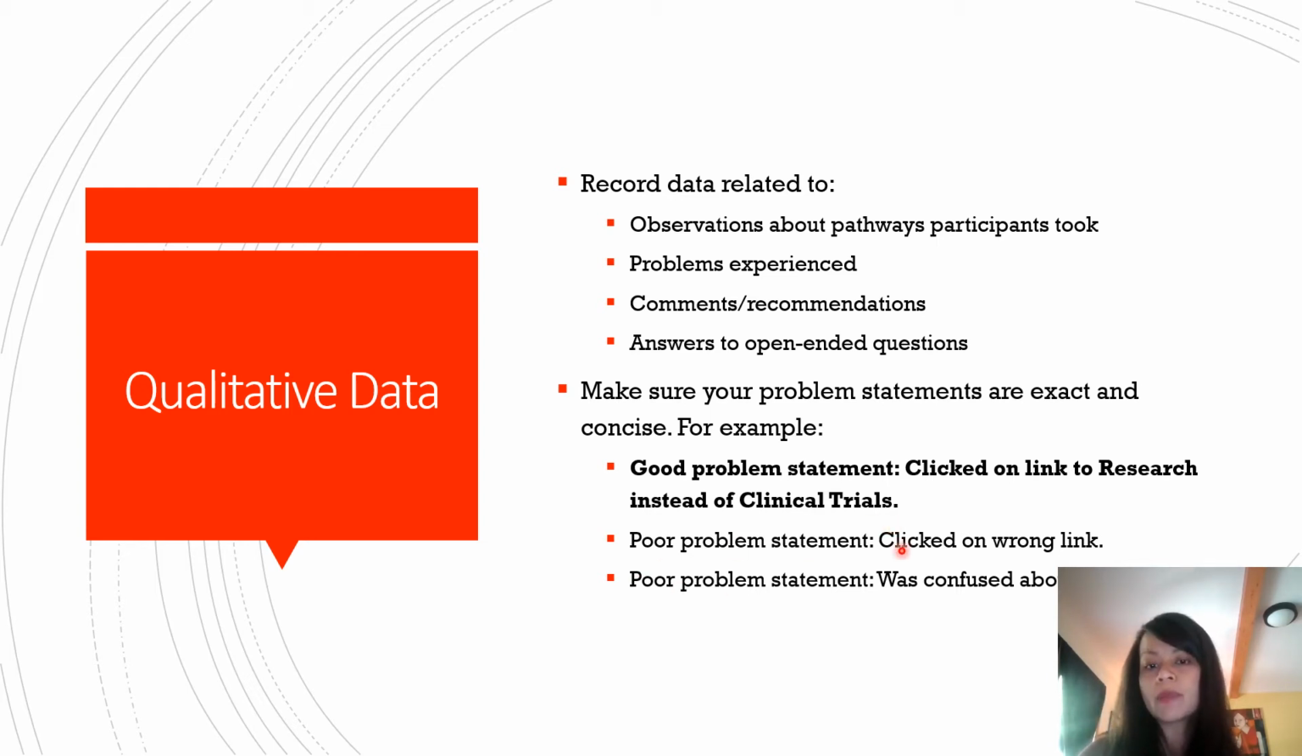So a poor problem statement is if you said clicked on wrong link. So that doesn't really explain anything, okay? So that's not specific, and it's not helpful. So wrong link, meaning which link did they click on? What link should they have clicked? Why did you think it was wrong? So don't ever write something like this in your report, clicked on wrong link.